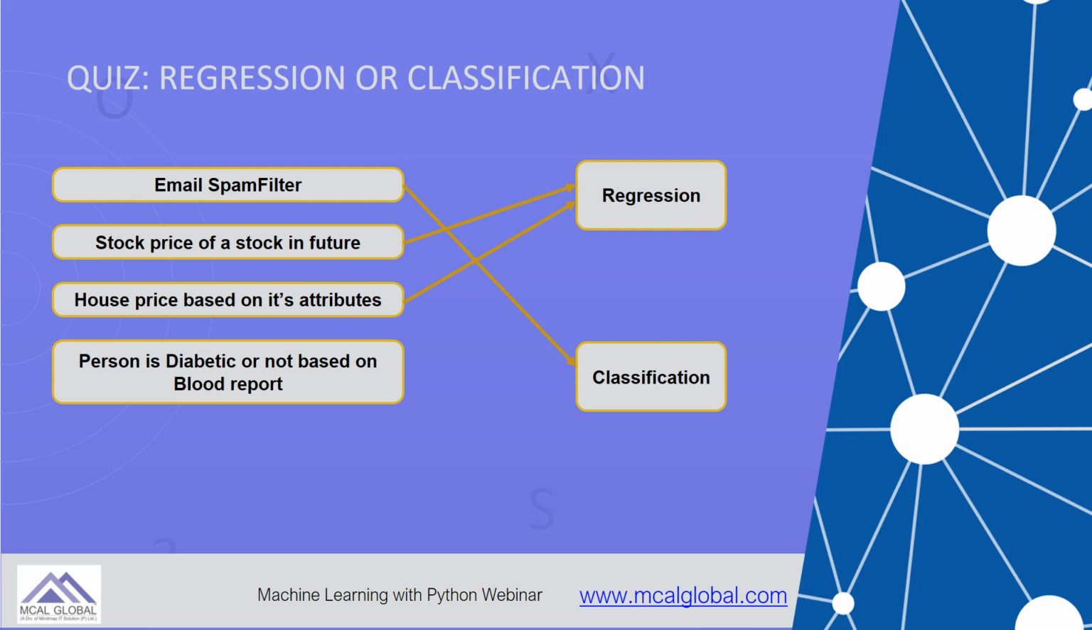Let's say you want to know whether a person is diabetic or not based on the blood report. Will it be a regression problem or a classification problem? That's right, it's going to be classification because the outcome is yes diabetic or no diabetic. It's one of these two values. The outcome belongs to a list of values. So it's a classification problem.